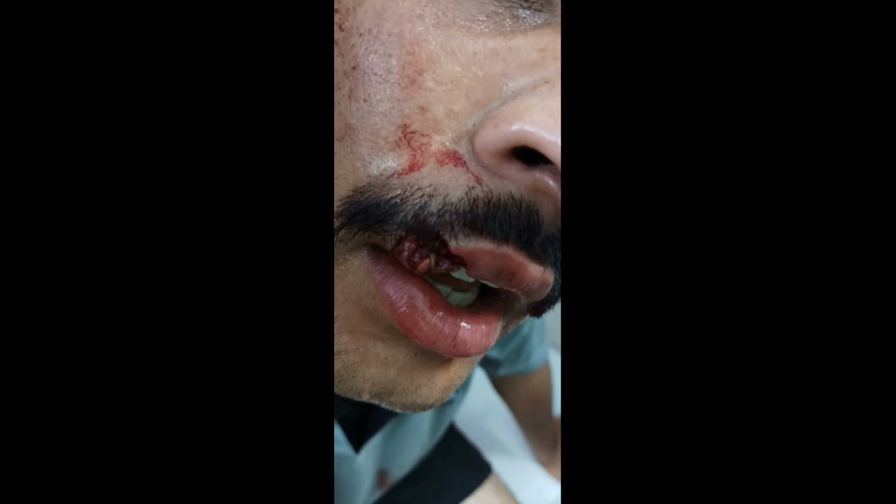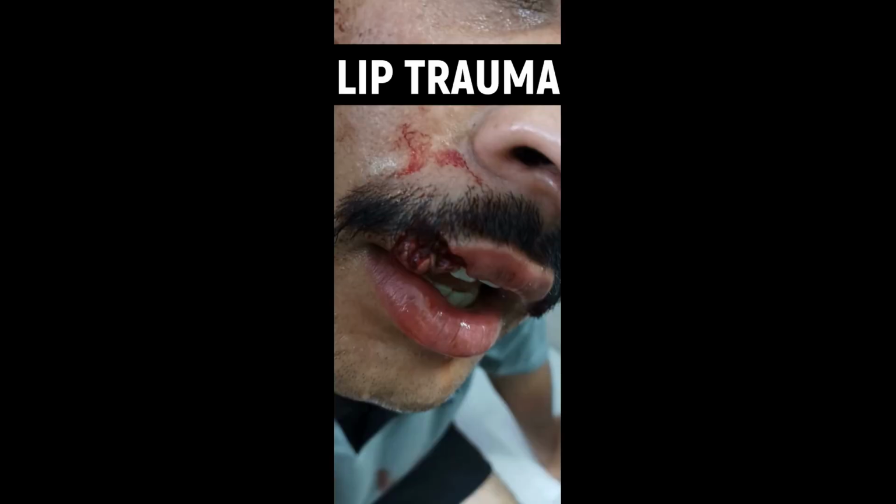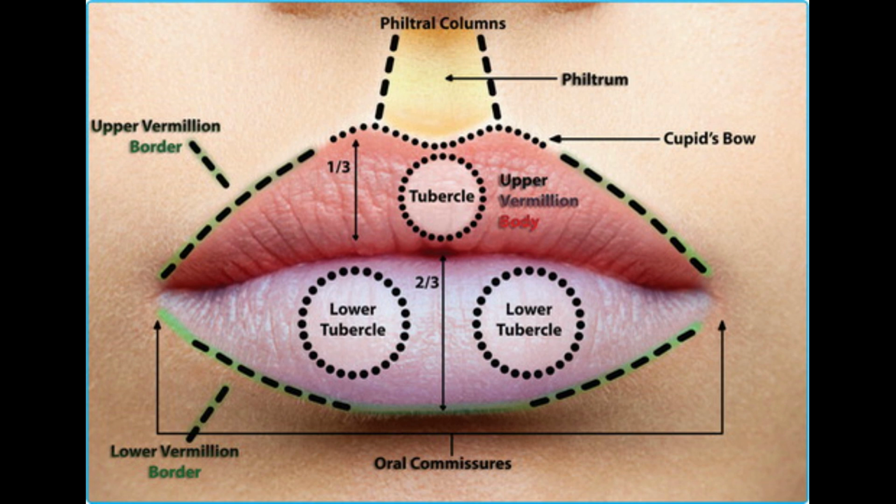So hello everyone. Today we are going to discuss a case of traumatic lip injury. The patient came to us a few days back with this lip injury that crosses the vermilion border on the right side. And before starting to discuss this case, I think we should all know a bit of anatomy of the lip, the muscles, the nerve supply and the blood supply of the lip.